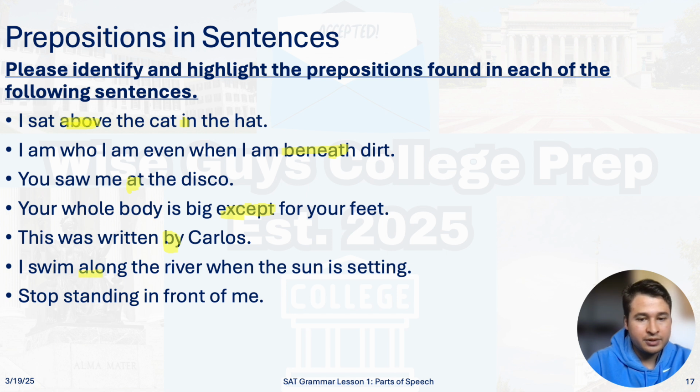I swim along the river when the sun is setting. Along is the only preposition. When is just an adverb that modifies the verb setting. So it modifies the word setting and specifically how the sun is setting, okay? Now, stop standing in front of me. So in front of is just the preposition that relates to the position of the person. They're telling them, don't stand in front of me. Stop that. Okay? So that's how you have this preposition set correctly, and I hope you got the same answers.